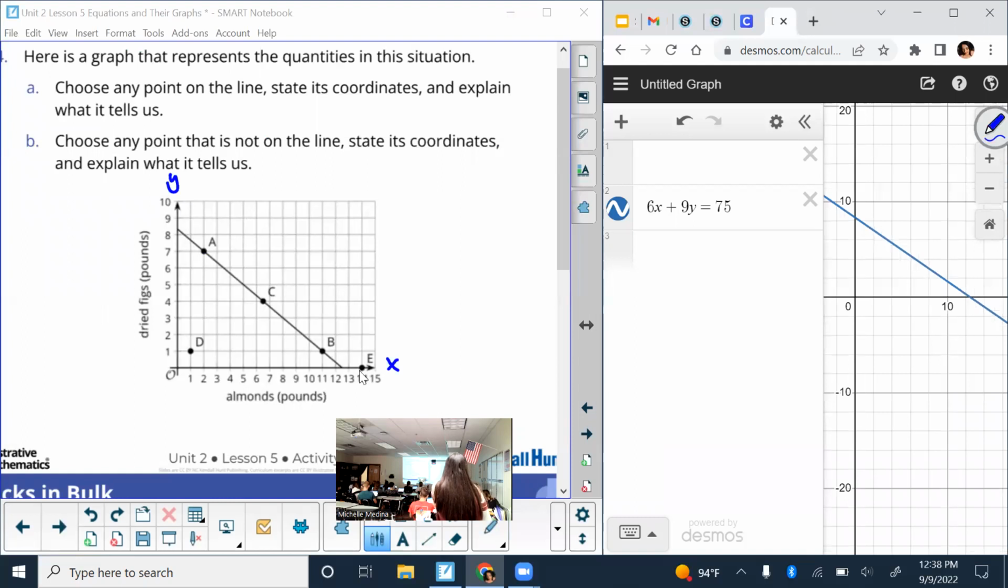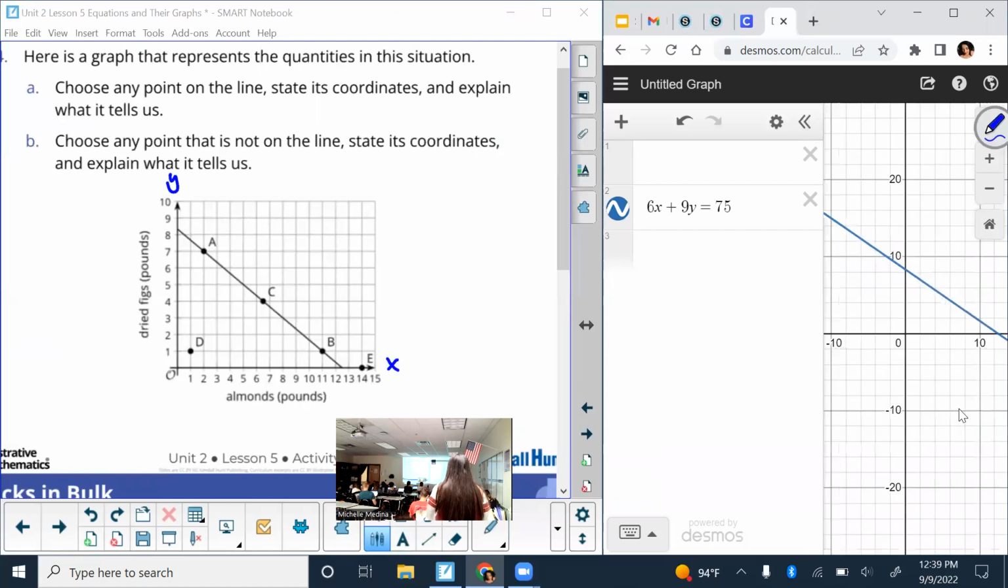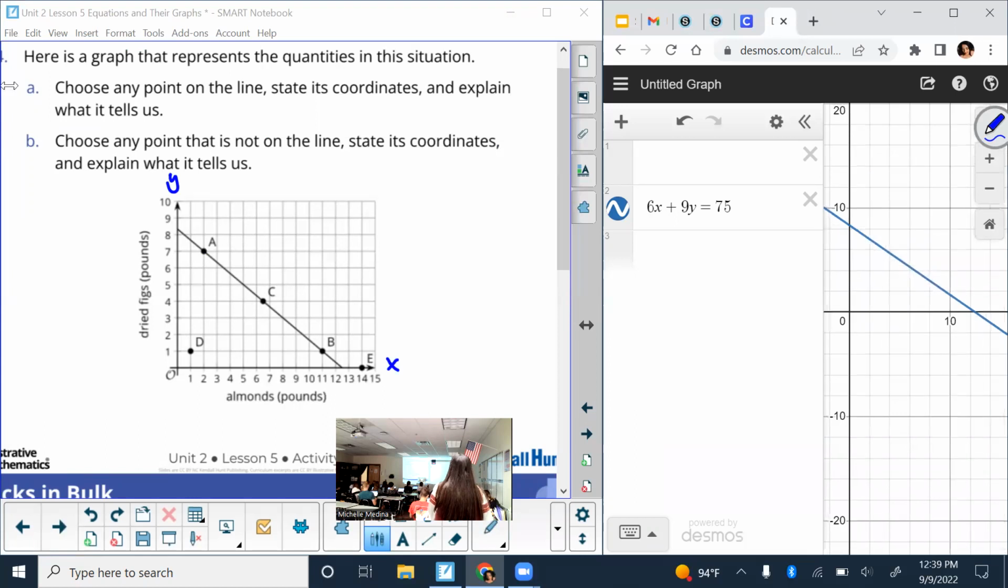Does 9 go on forever? Oh, the line, yes. Unless you put constraints on it, then yeah, it goes on forever. But in reality, can I buy a negative amount of figs? I can't buy a negative amount. You can buy 0 of it, but you can't buy a negative amount of it. So that's why they cut off the graph here. That's another example of constraints. In reality, it can't be negative, so we're just showing you that part.